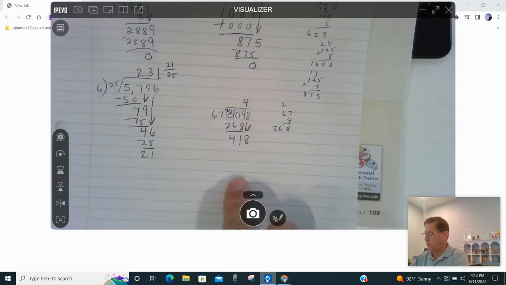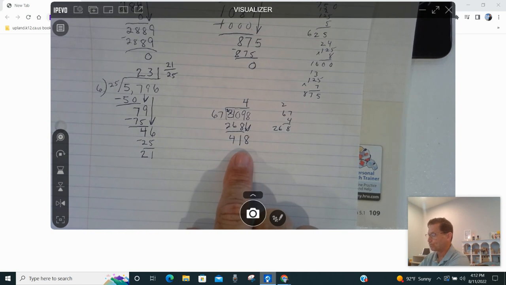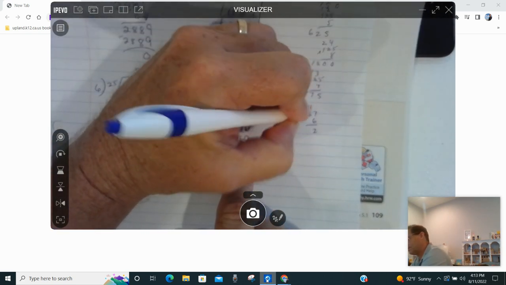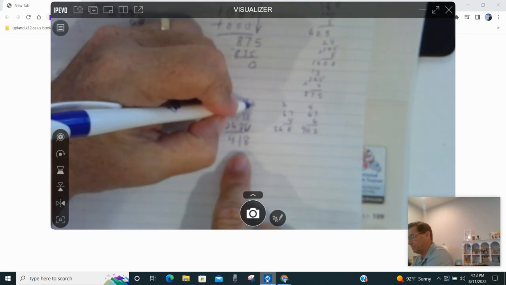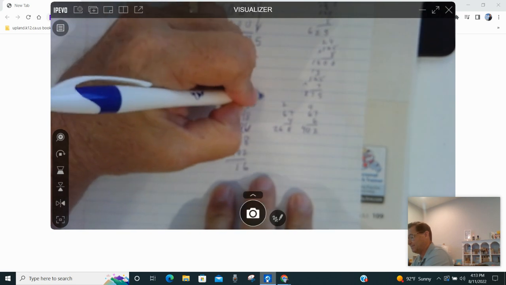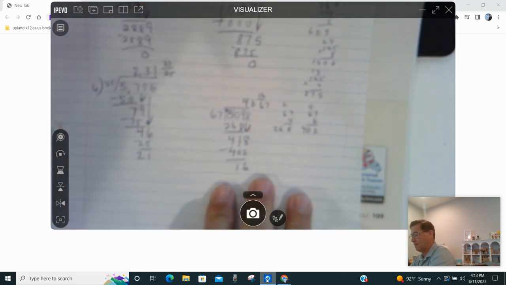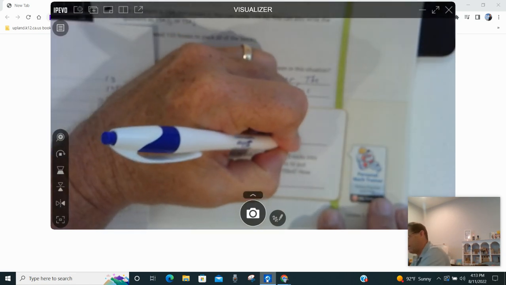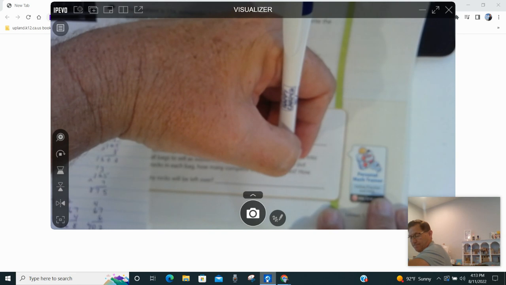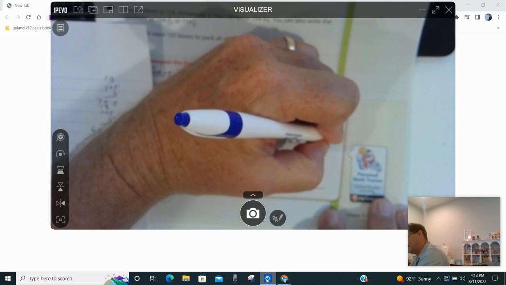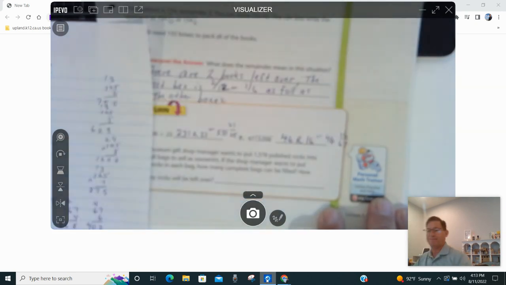But we still have the ones to bring down, so we'll bring down the 8. All right, 418. We might be able to get 6. Let's try 6. That would be 402 with a remainder of 16. So 46, remainder 16, or 46 and 16/67ths.